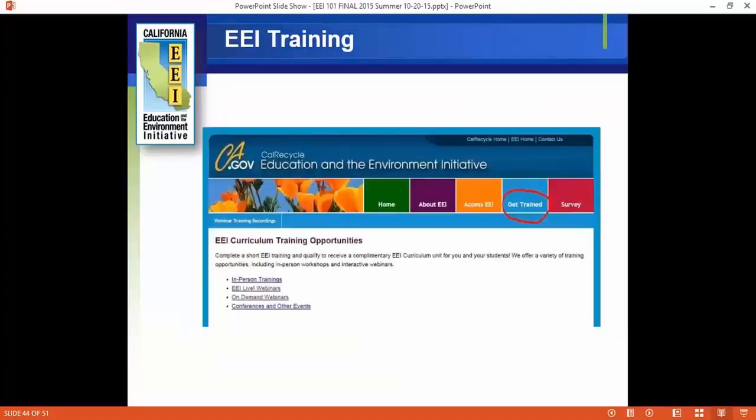So here's a look at our CaliforniaEEI.org webpage, and you'll see circled there in red our training tab. So you can see what in-person trainings are coming up, more of the live webinars, and then you can see the on-demand webinars as well.